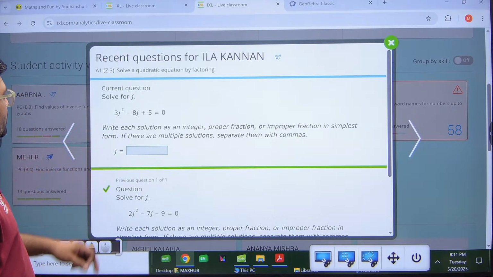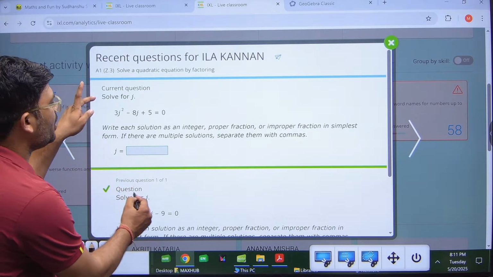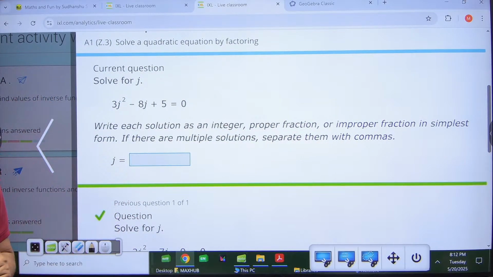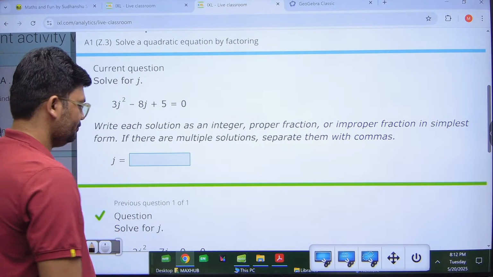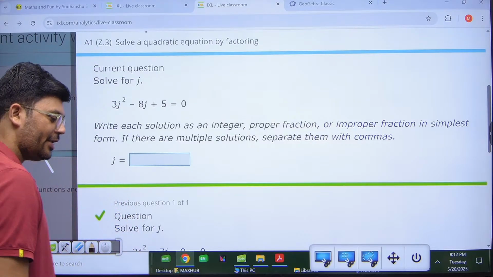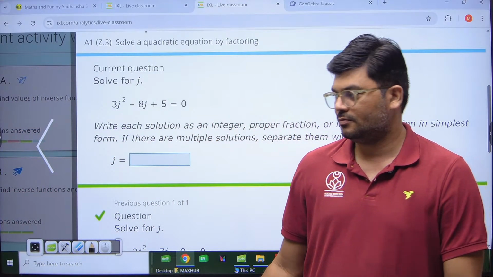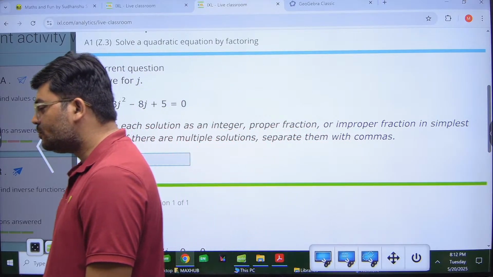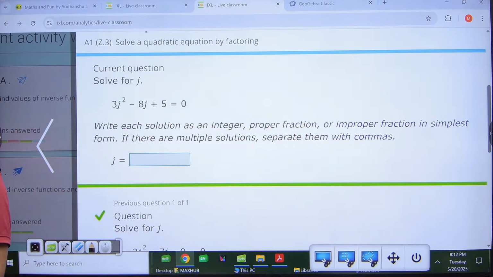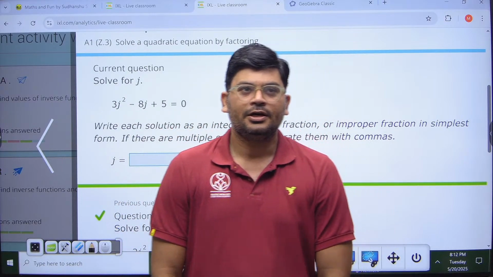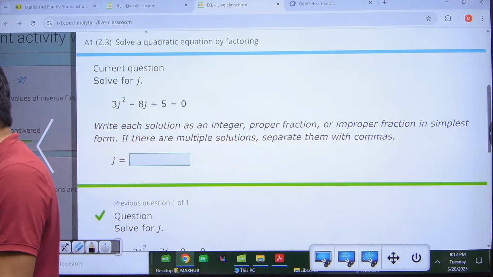Okay, second question. Tell me how you are going to break this: 3j square minus 8j plus 5. And first multiply 3 and 5. Very good. So that's 15. Very good. And don't multiply them, just do the prime factorization. So the two numbers which you have are 5 and 3. Tell me the two numbers whose addition will give you 8.